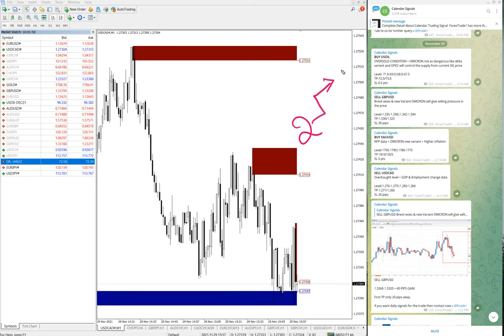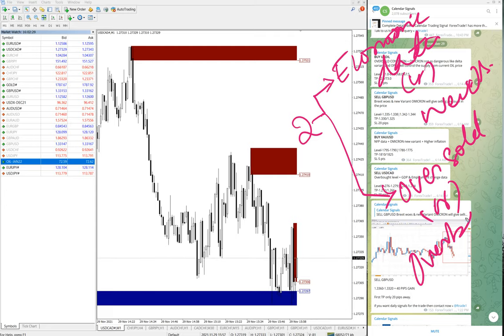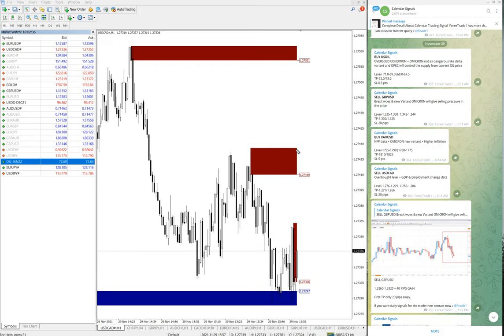One is economic data or news. Whatever the news are based on economic data, we predict how the script will perform. Based on that, we are giving buy or sell on the trading pair. And also, the other reason we are considering is oversold or overbought condition. So based on these two aspects, we are giving signals on our calendar signal channel.